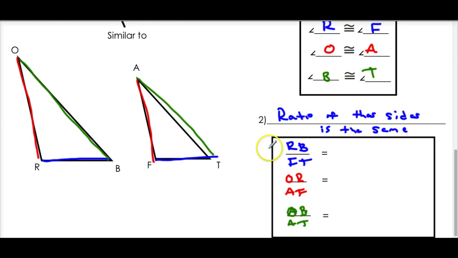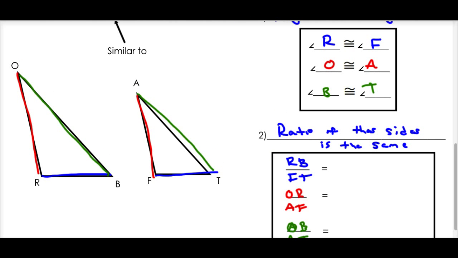Now, this is kind of hard to visualize, so I think it might be easier if we put some numbers in there. Let's put it this way. If I know RB is 8 and FT is 4, the ratio would be 8 to 4, and that would just be a ratio of 2 to 1 if we simplify it. You can put that in the calculator. Simplify it, that's a ratio of 2 to 1.